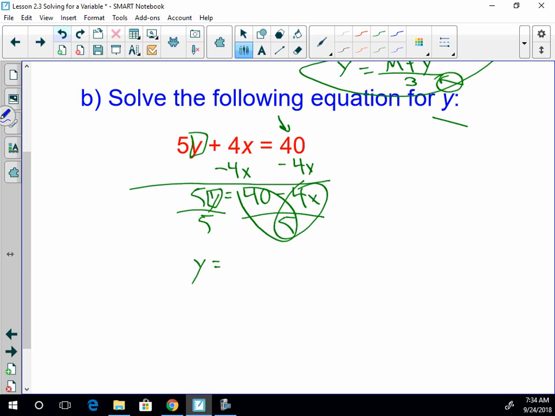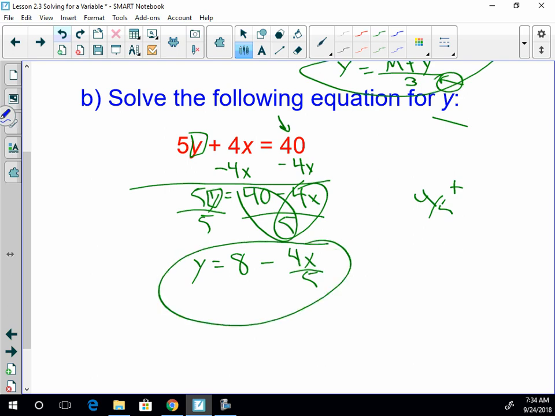So then y is equal to 40 divided by 5, which is 8, minus, and then this one I can't really do anything with. So 4 divided by 5, I can't simplify that as a fraction, so I can just leave it in one of 2 ways: 4x over 5, or I can leave that as 4/5 x. That means the same thing. All right? So this would be your final answer. These 2 forms here are interchangeable.